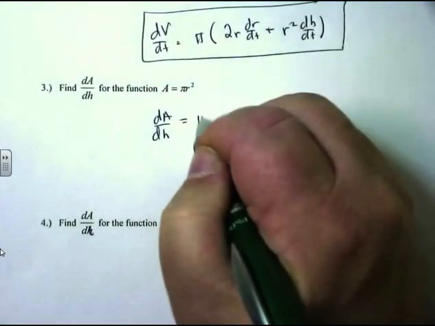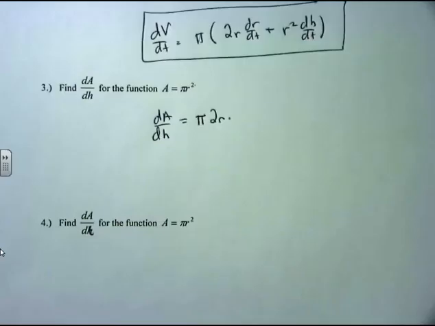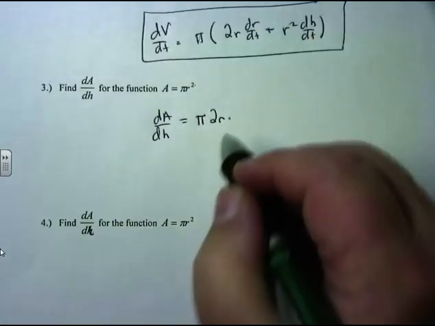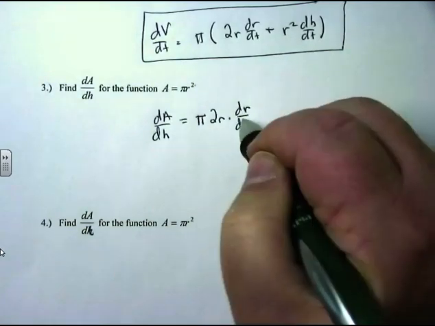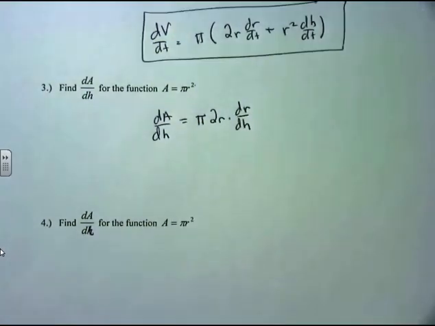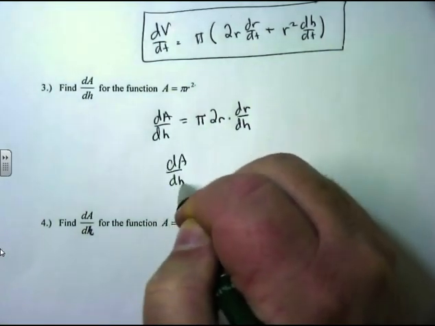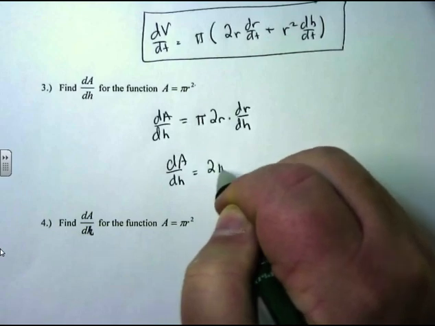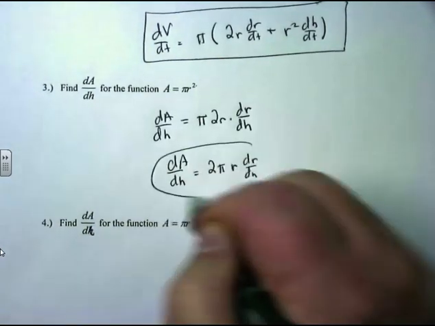Pi is a constant, leave it alone. What's the derivative of r squared? Well, it is 2r, but then you have to multiply times the derivative of the variable r over d with respect to what you're taking the derivative of, which is h. So you can clean this up. dA/dh would be 2 pi r dr/dh, would be my solution.